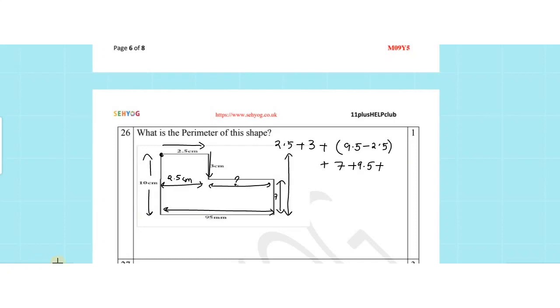So 95 divided by 10, which is 9.5 centimeters, and adding the 10 centimeters on the left hand side. For the ones who are having conversion problems, 1 centimeter is made by 10 millimeters. So 95 divided by 10 is 9.5 centimeters. Now we add up these sides and we get the perimeter of this shape, 39 centimeters.